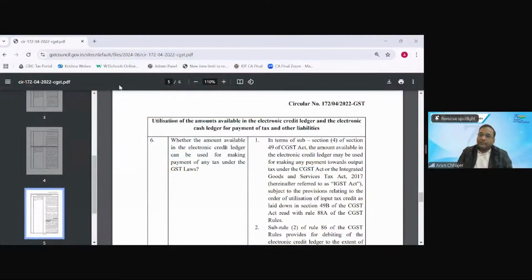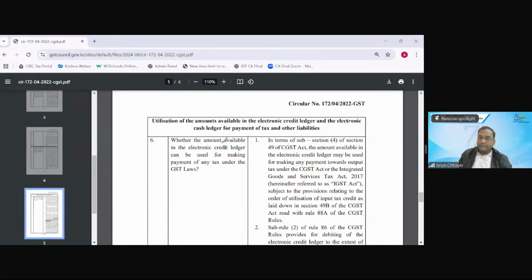We were talking about electronic cash ledger, electronic credit ledger, electronic liability register. We have already discussed Circular 98. One question of Circular 172 is related to credit ledger, cash ledger. What is that?